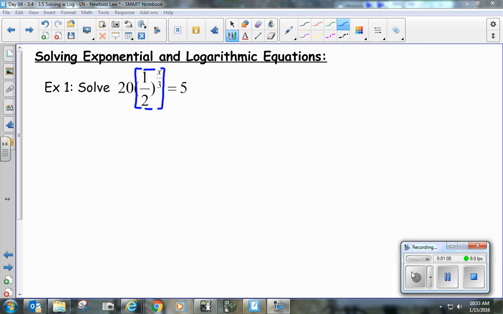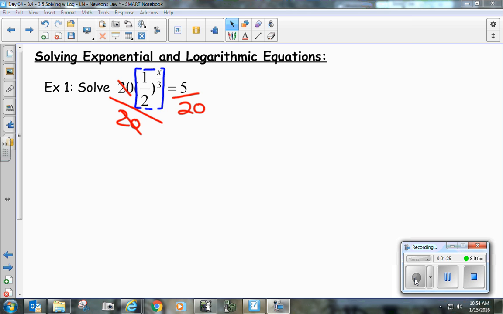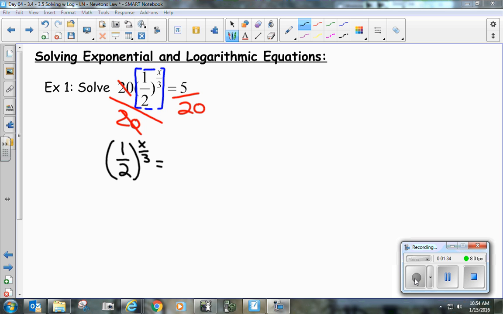If I'm multiplying by 20, I want to divide by 20, right? So if I divide this side by 20, this cancels. I divide this side by 20. Remember, basic rule of algebra: what I do to one side, I have to do to the other. So now we have the following. My 20 is gone. I now have my 1/2 raised to the x over 3 equals, well, I can reduce this to 1 over 4.